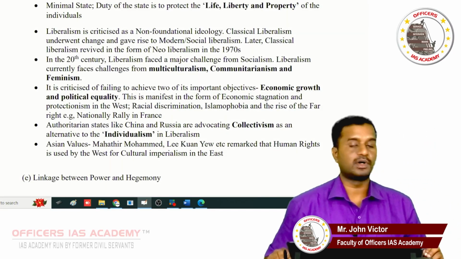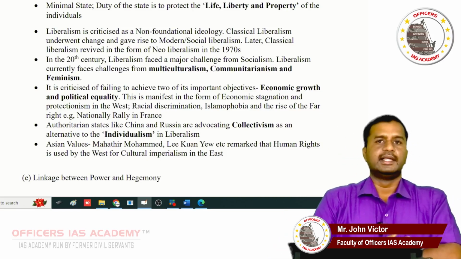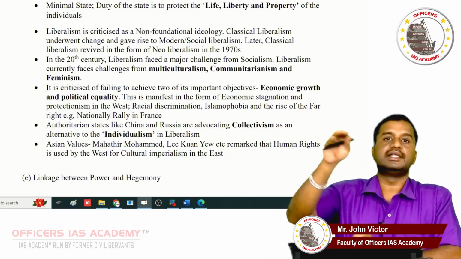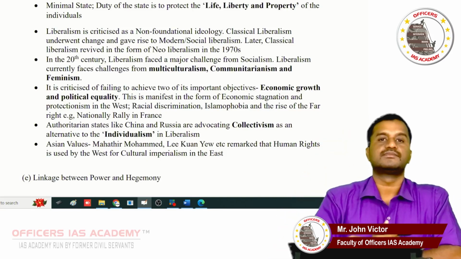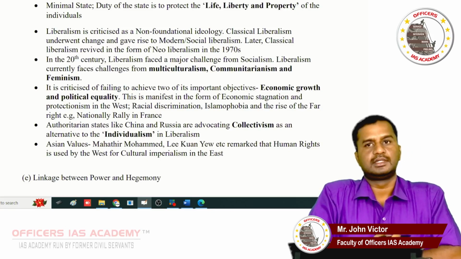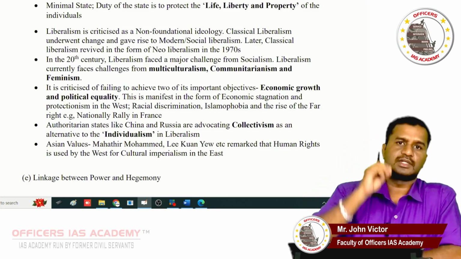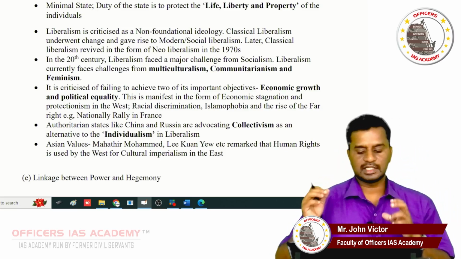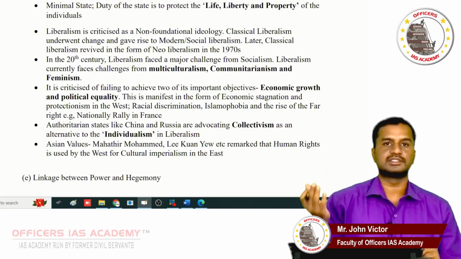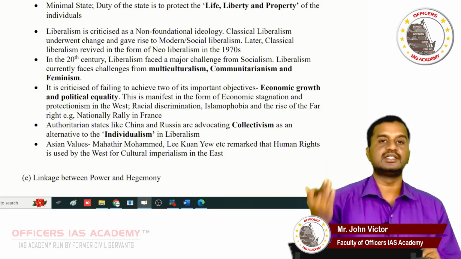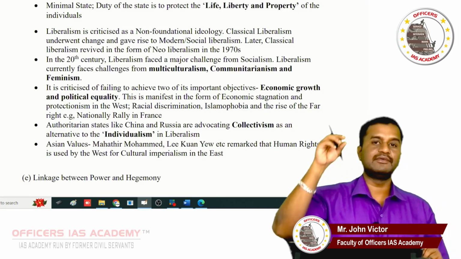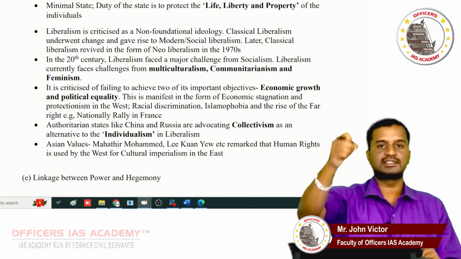Even though liberalism gives importance to the individual, it gives importance to the abstract individual, the isolated self. In contrast, the multiculturalists give importance to the situated self. So liberalism is criticized by other ideologies, communitarianism, multiculturalism, and so on. They give importance to the society as well as the individual.